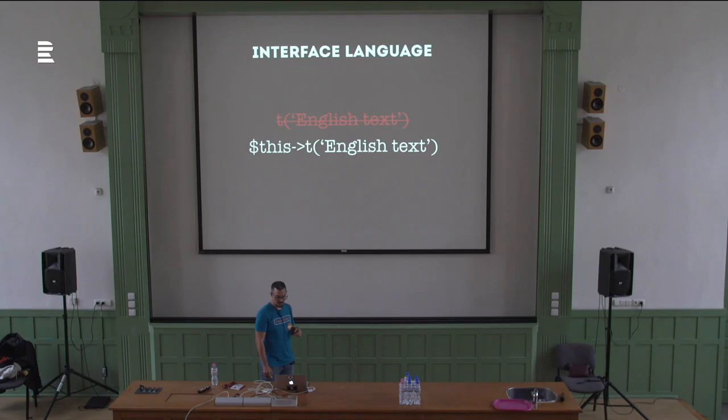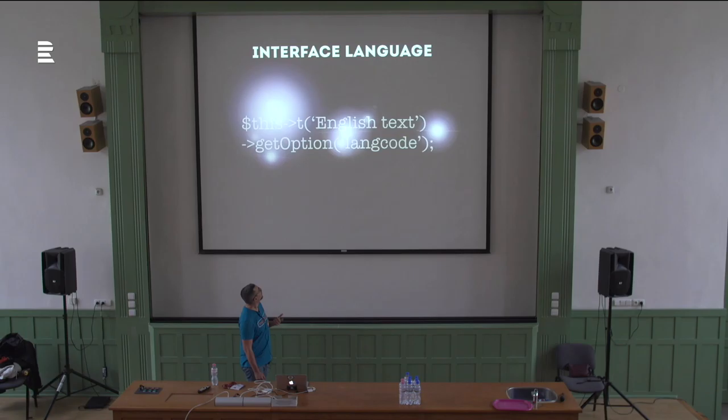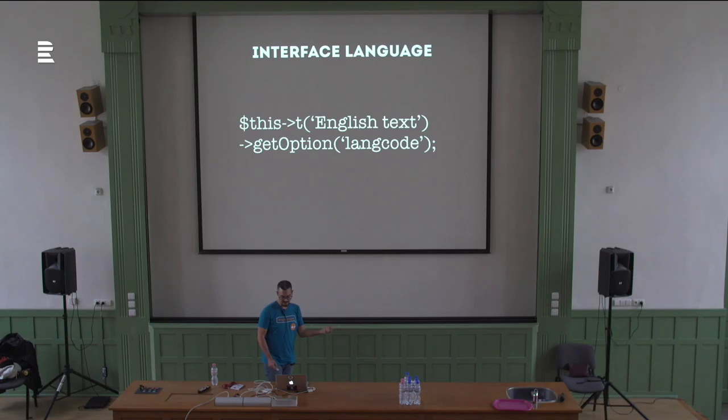And if your code is extending from form-based or controller-based, you will get this T method for free. If you are creating your own class that doesn't extend from anywhere, you can use a trait, the string translation trait, and this provides the T method and the translation services reference, so you can call this T without having to do anything else. Then instead of calling T, you will call this T, and you pass the string as you used to, and you can pass a context or options to the T method.